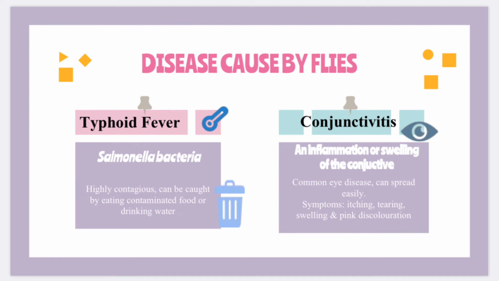Other than typhoid fever, a disease caused by flies is conjunctivitis, which is an inflammation or swelling of the conjunctiva. Conjunctivitis is a common eye disease and can spread easily. The symptoms can be itching of the eye. You might be tearing up, swelling, and pink discoloration of the eye.